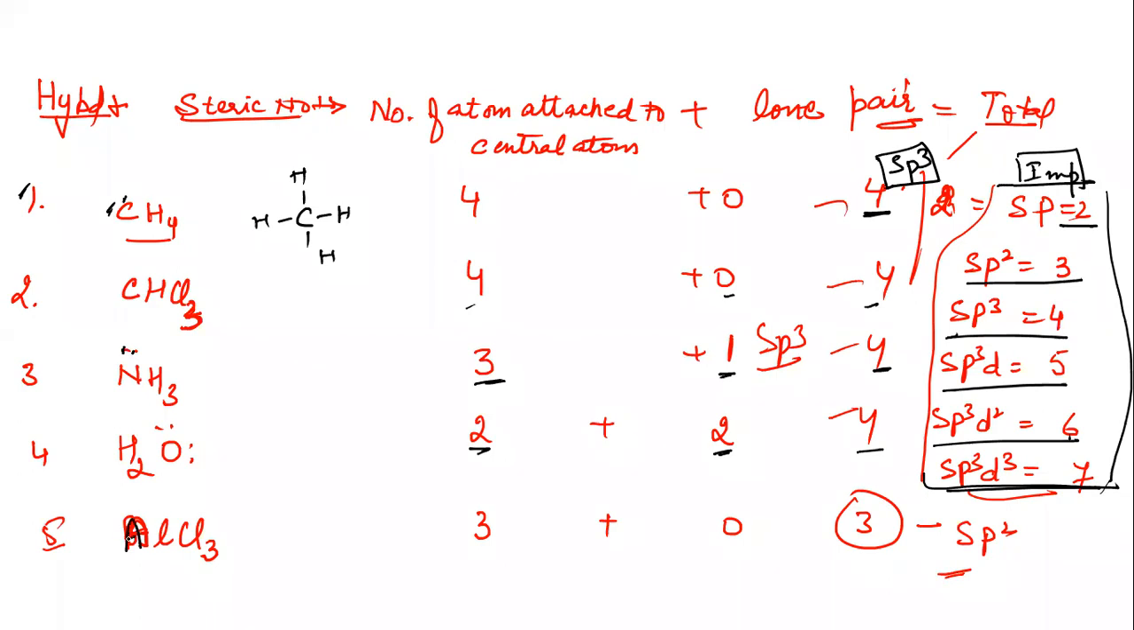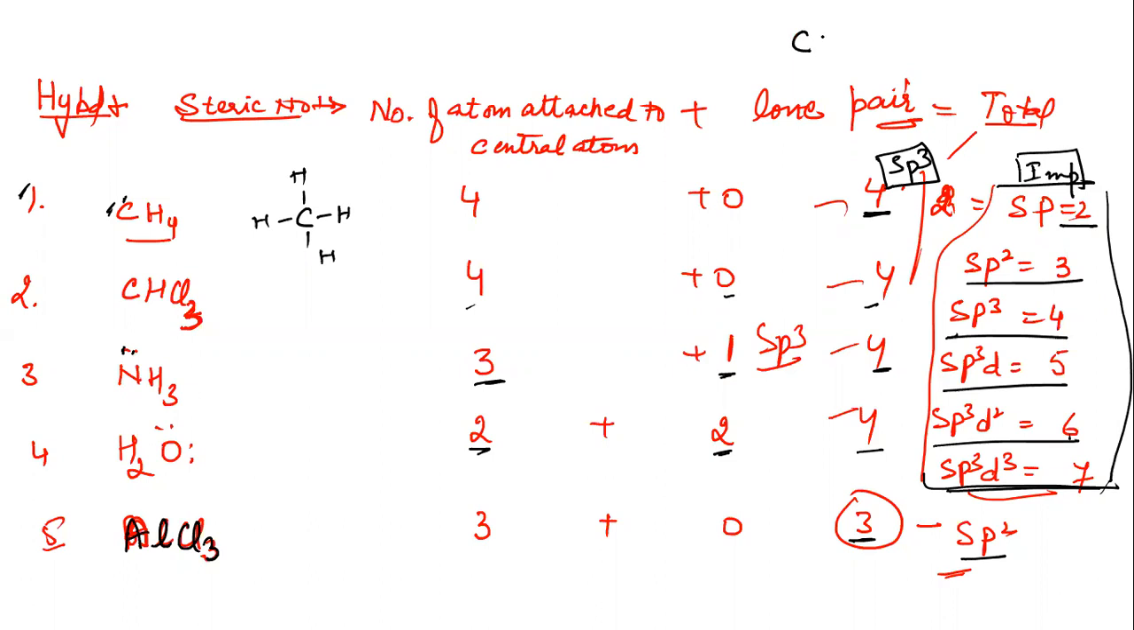Now suppose you have AlCl3. Aluminum is not having any lone pair, 0 lone pairs, and 3 chlorines are attached. So the steric number is 3, which means sp2. Okay? So the rest all are sp3, right?